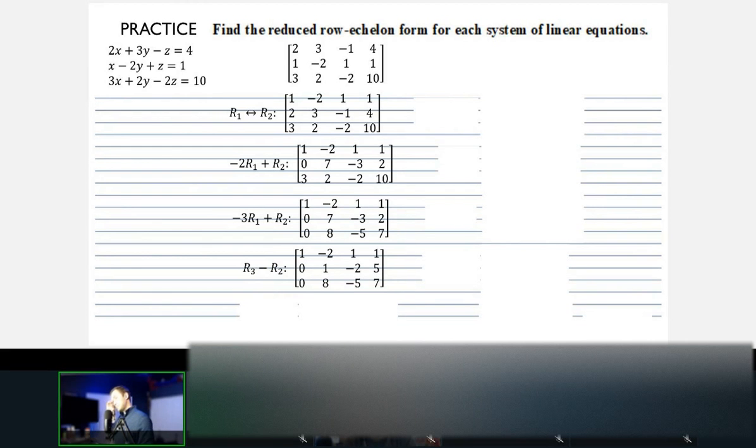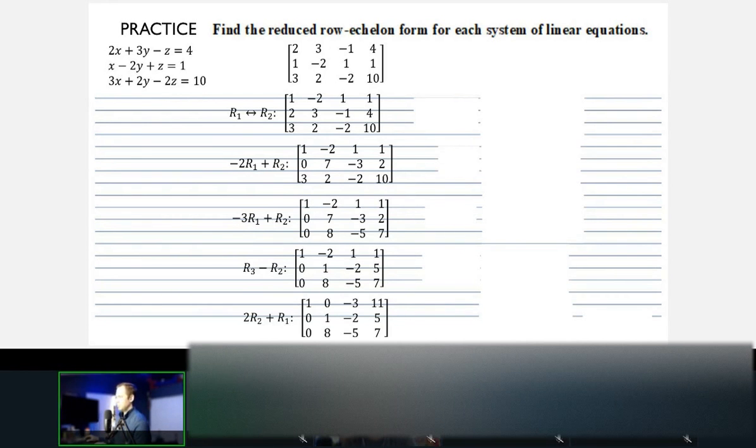Okay, next we are going to use this one, and we're going to make the stuff above it and the stuff below it a 0. So just to save time, we only have a few minutes left. Multiply row 2 by a 2 and then add it to row 1, right? We can see that. That'll make the number above it a 0, right?